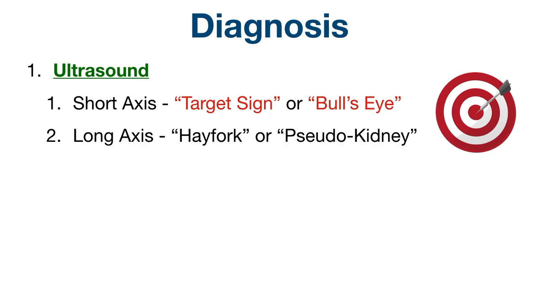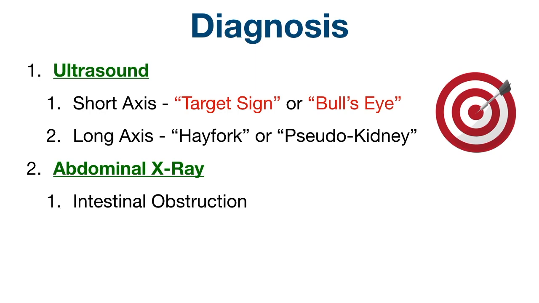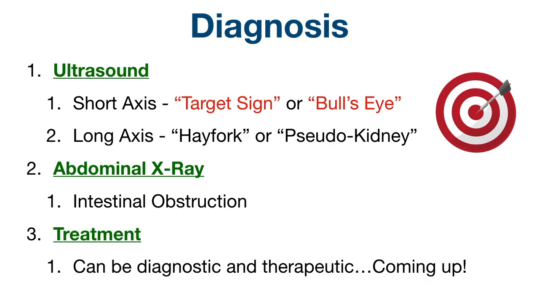In the long axis, you might see a hay fork or pseudokidney appearance. Again, this is caused by the telescoping of the intestine. Abdominal x-rays can potentially diagnose intussusception as well. You might see signs of intestinal obstruction or other radiological signs to suggest intussusception. However, this has a lower sensitivity and specificity than ultrasound. While ultrasound is commonly used for diagnosis, some of the treatments for intussusception could potentially be diagnostic and therapeutic as well. This brings us to the management, which we'll talk about next.